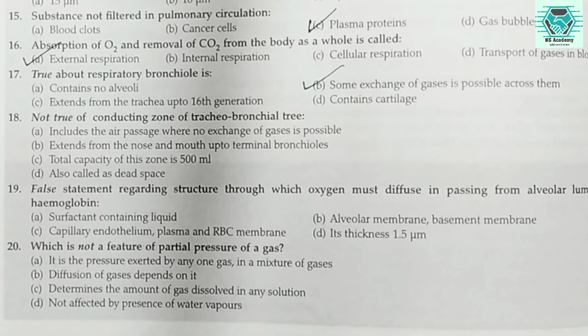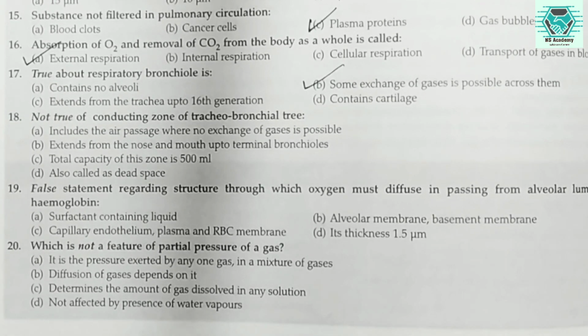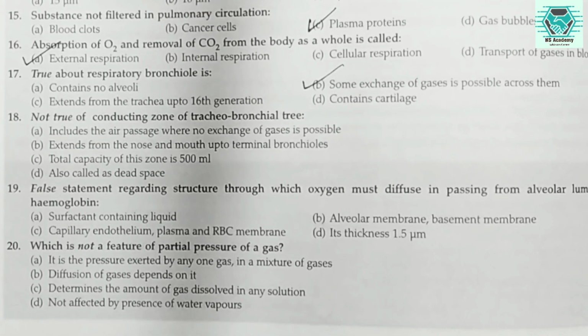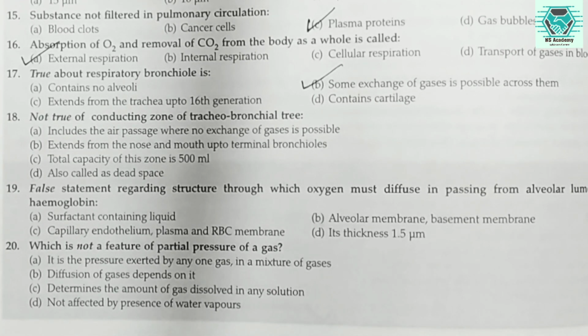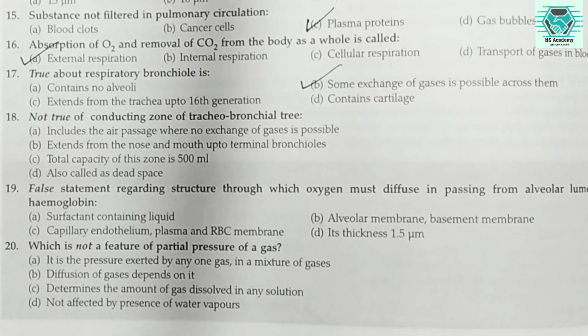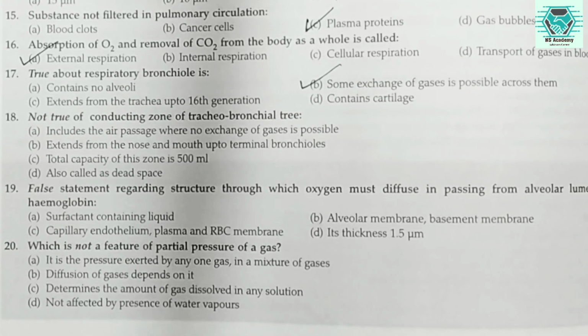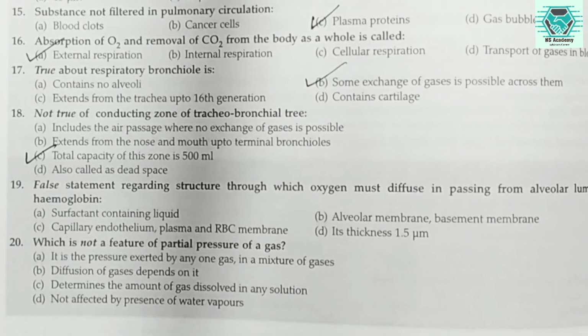Next, 18: not true of the conducting zone of the tracheobronchial tree. Among its characteristics, find the one that is not true. Includes air passages where no exchange of gases is possible. Extends from the nose and mouth up to the terminal bronchioles. Total capacity of this zone is 500 ml. Also called dead space. So the answer will be C: total capacity of this zone is 500 ml. It is not true.